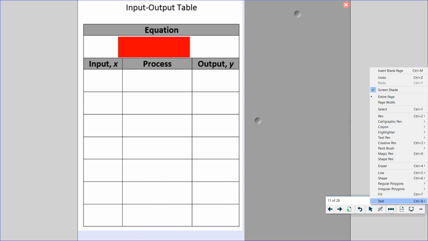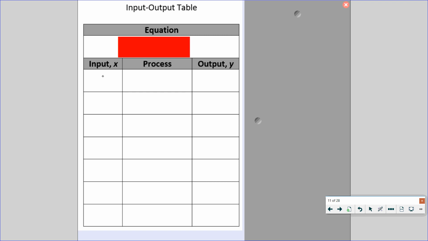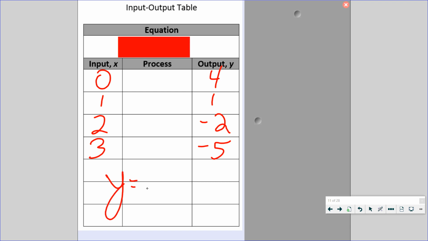And the last example, let me get my pen. Let me use red. If I put in an input of 0, it will come out as a 4. If I put in a 1, it will come out as a 1. If I put in a 2, it will come out as negative 2. If I put in a 3, it will become a negative 5. So what is the equation in the form of y equals blank x plus blank, or y equals mx plus b?